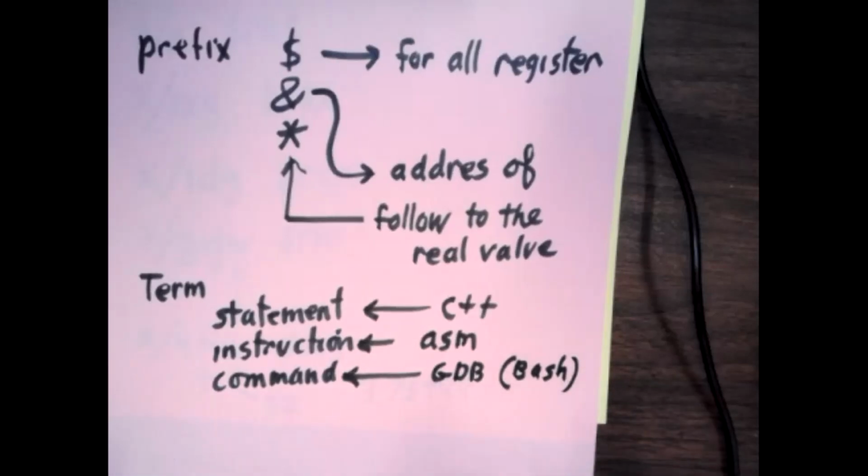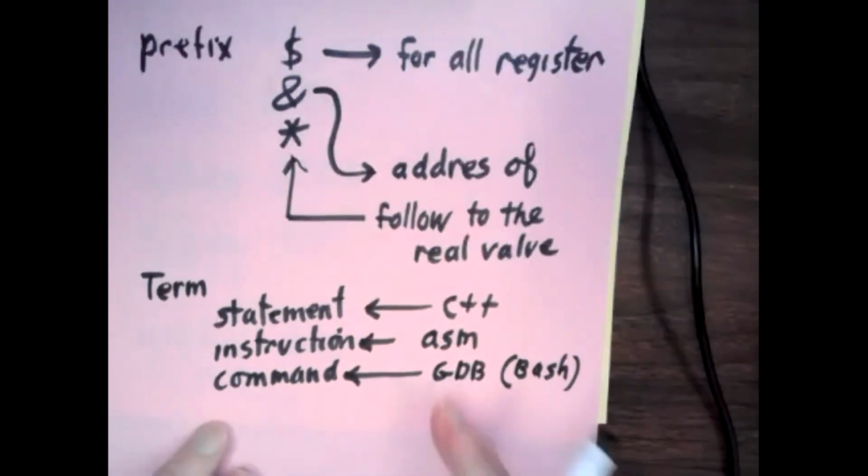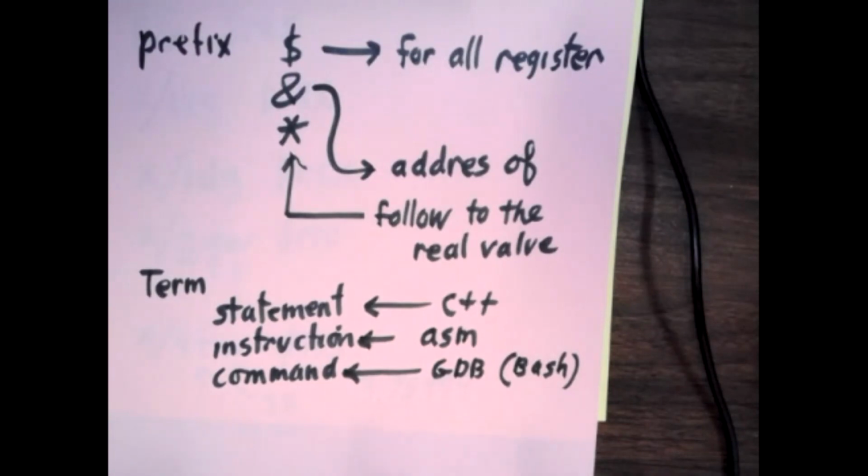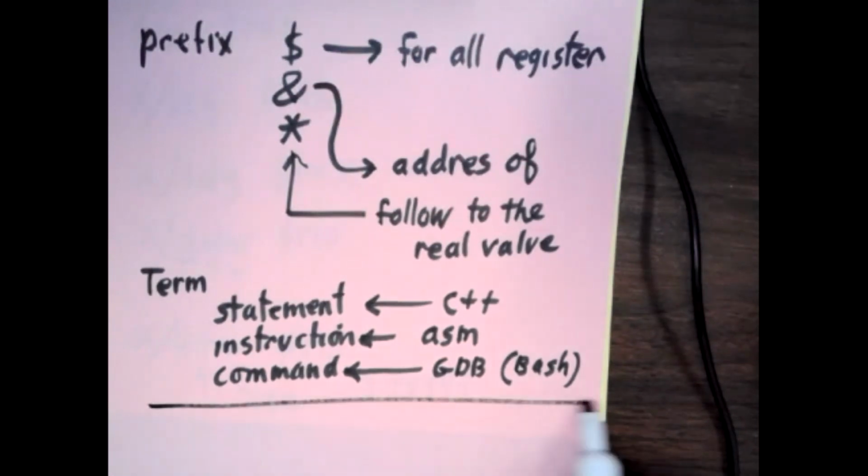Okay, so one individual executing thing in C++, we call those statements. Your programs are full of statements. In assembly, one executing thing is called an instruction, and in GDB or Bash, one item to be executed is called a command. It's all about the same thing.